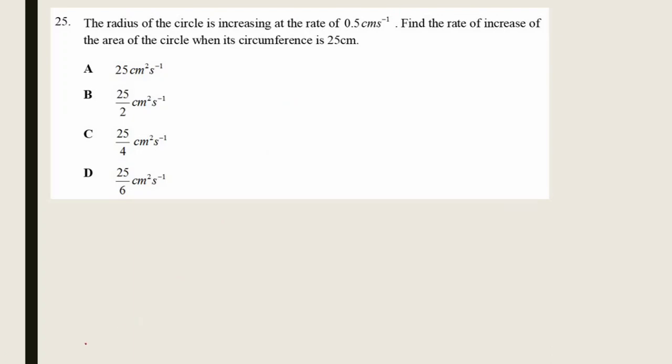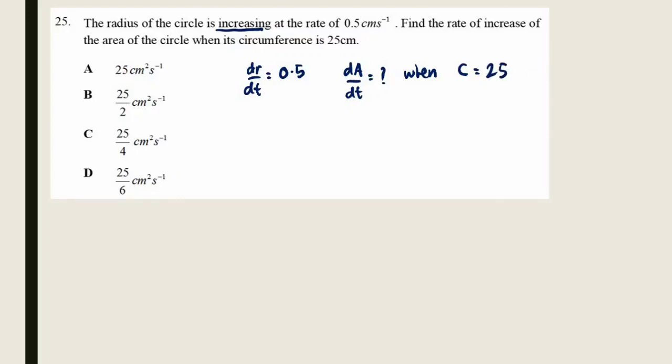Alright, so kita tengok soalan number 25, the last question. This question is on rate of change. Okay, so the radius of the circle is increasing at the rate of 0.5. So it is going to be our dr over dt. Because it is increasing, it is going to be a positive 0.5. Alright, and then you have to find the rate of increase of the area, so dA over dt. When the circumference, which we can name as C, is equals to 25.